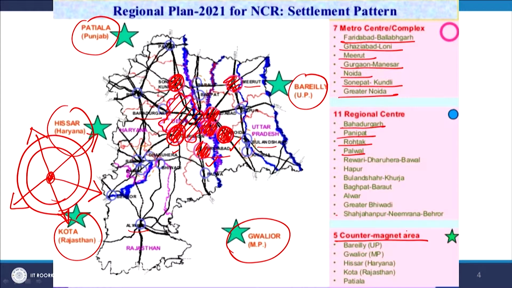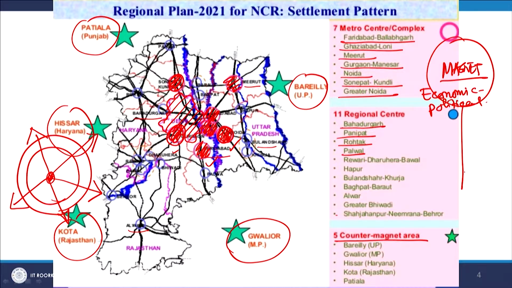So, the concept of counter magnet is that if Delhi or any city is acting as a magnet in terms of economic, political importance and physical development also, there could be a system of counter magnets to supplement the importance and the development of the magnet, similar to the theories we discussed in the last lectures. So, this is making the total capital region of Delhi for comprehensive and sustainable development. Now, let us see another picture, so that we can discuss in greater detail.